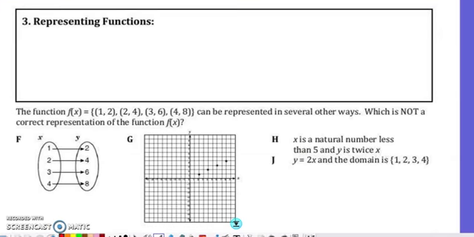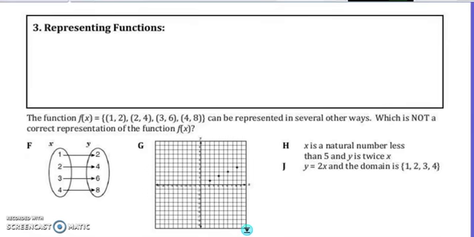Okay? Oops, sorry, got that there. Let me move this down a little bit so I can do that. There we go. Okay.